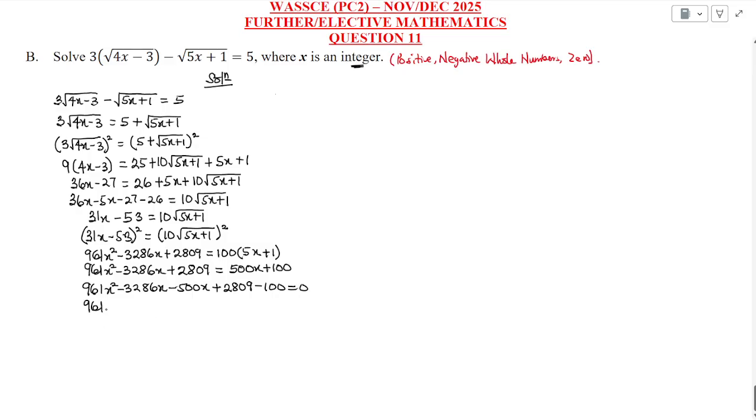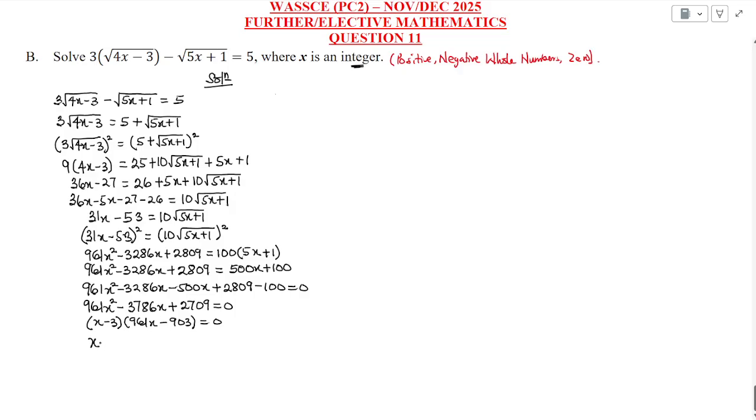So 961x squared minus 3786x, then plus 2709, and this is equal to 0. Finding the factors, when we solve this quadratic, we are going to end up getting these factors: x minus 3, and then 961x minus 903, and this is equal to 0.